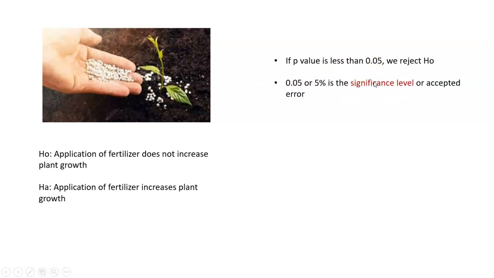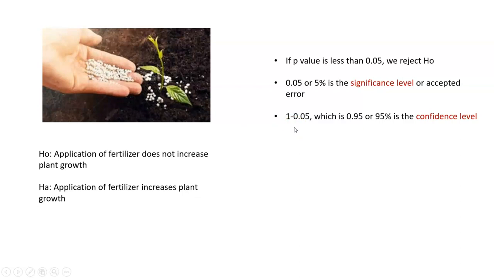This p-value of 0.05 or 5% is the significance level or an accepted error level, right? So this 5% stated as 0.05 is your accepted error term. Okay. Then 1 minus 0.05, which is nothing but 0.95 or 95%, is the confidence level, right? This is the accepted error rate in drawing conclusions about the population based on the sample, right?